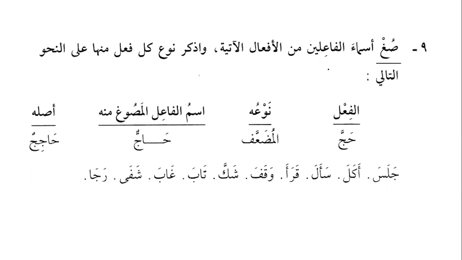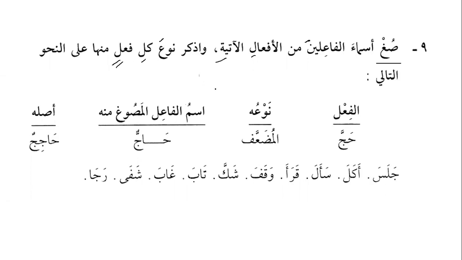It's on the pattern of قال يقول قل and صاغ يصوغ صغ. فعل الأمر صغ أسماء الفاعلين من الأفعال الآتية. So we have to form the ism fa'il from the following verbs, وَذْكُرْ نَوْعَ كُلِّ فِعْلٍ, and then we have to mention the kind of every verb, مِنْهَا عَلَى النَّحْوِ التَّالِي, on the following pattern.